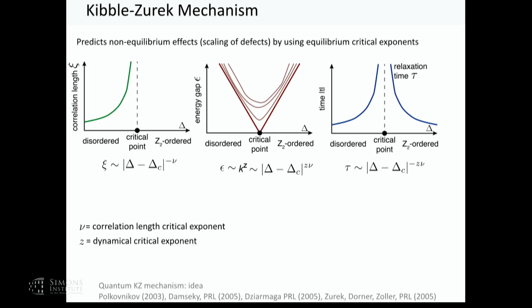Because this gap closes, you could also think about it in the time domain. This closing gap means that if you start to approach this phase transition and try to go adiabatically, eventually this adiabaticity will break down, and this will result in a diverging relaxation time, and this diverging relaxation time clearly now depends on both of these exponents.